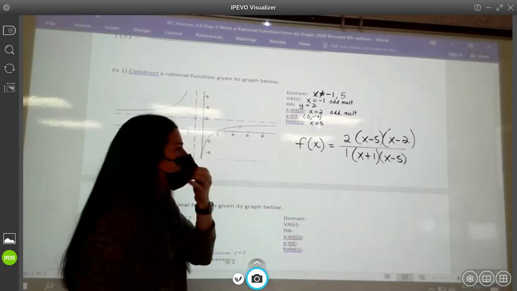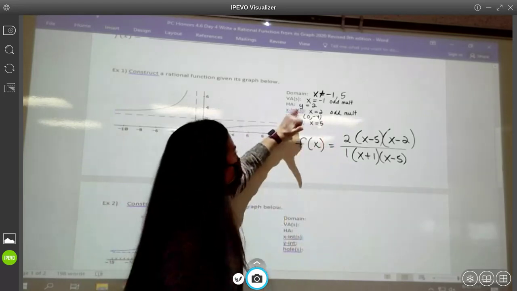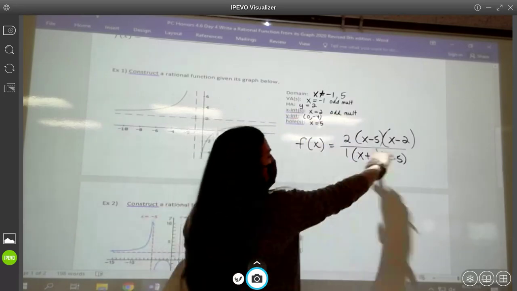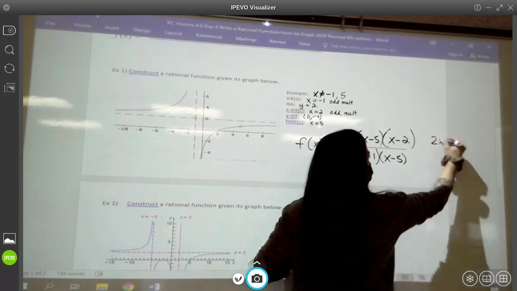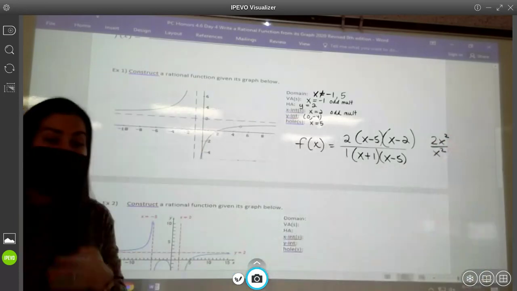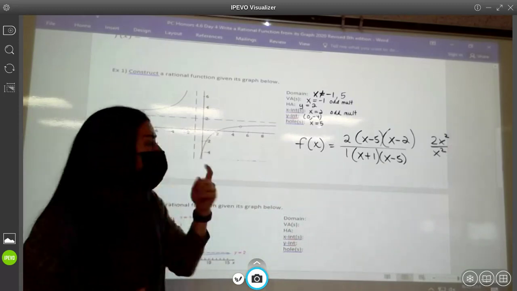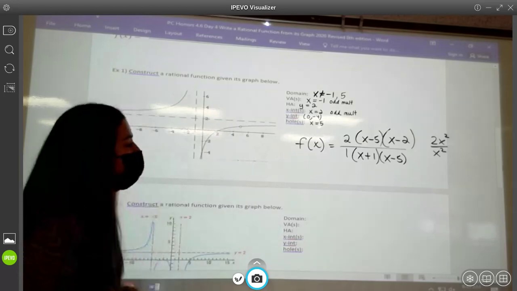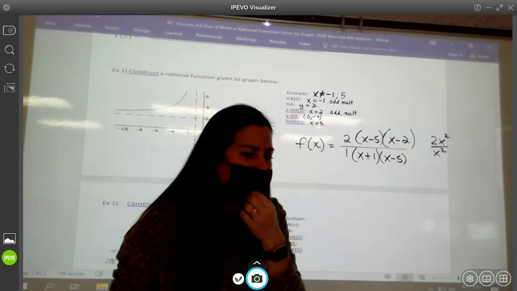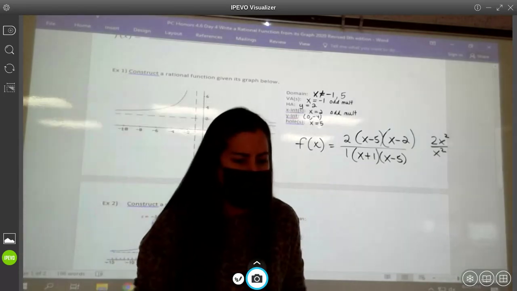Now all I would do is make sure, does it fit the HA rule? If I'm going to have an HA at y equals 2, do I have a same degree over a same degree? Guys, if I multiplied this out, it would leave me with a 2x squared over a 1x squared. So that would definitely have that same degree on top and bottom and create that horizontal asymptote at the line y equals 2 over 1. And you're good to go. I don't think they ask you to multiply it out. I think you're allowed to leave it in factored form, so you should be fine. Is everybody okay? Yes? Any questions on that?